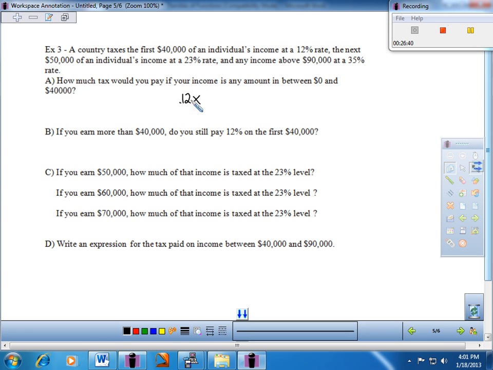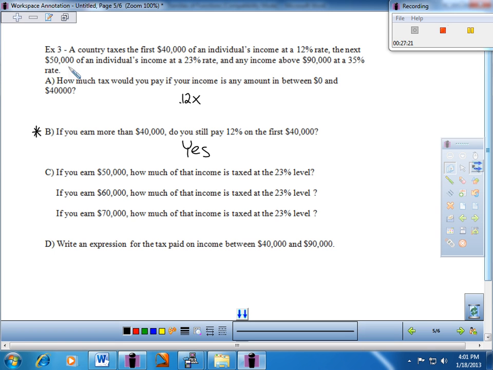Okay, now the next, letter B. If you earn more than $40,000, do you still pay 12% on that first $40,000? Great question. Put a little asterisk by it. Conceptually, this is huge if we're going to be successful here. So what is the answer? If we earn more than 40 grand, do you still pay 12% on the first 40,000? Yes, you do. You only pay the next rate for money above 40,000. I hope that's clear.